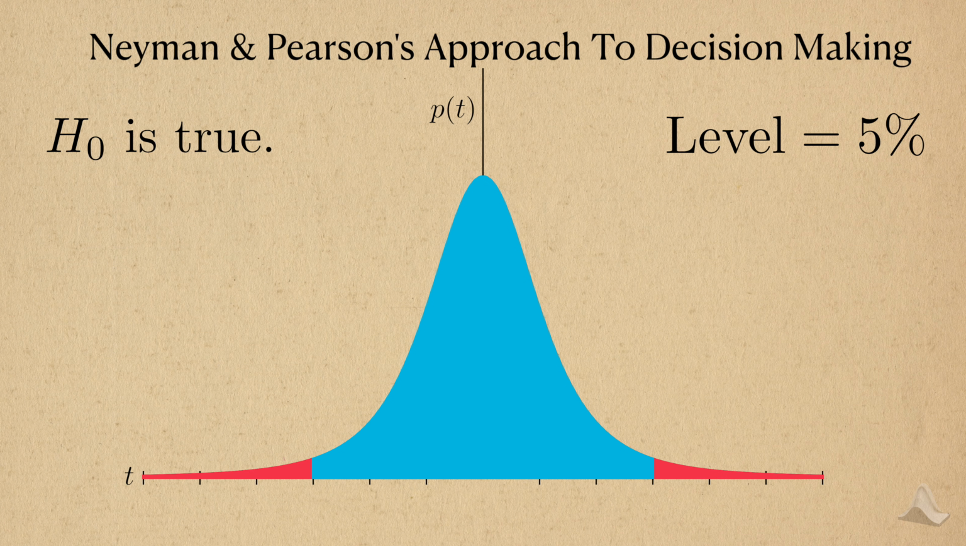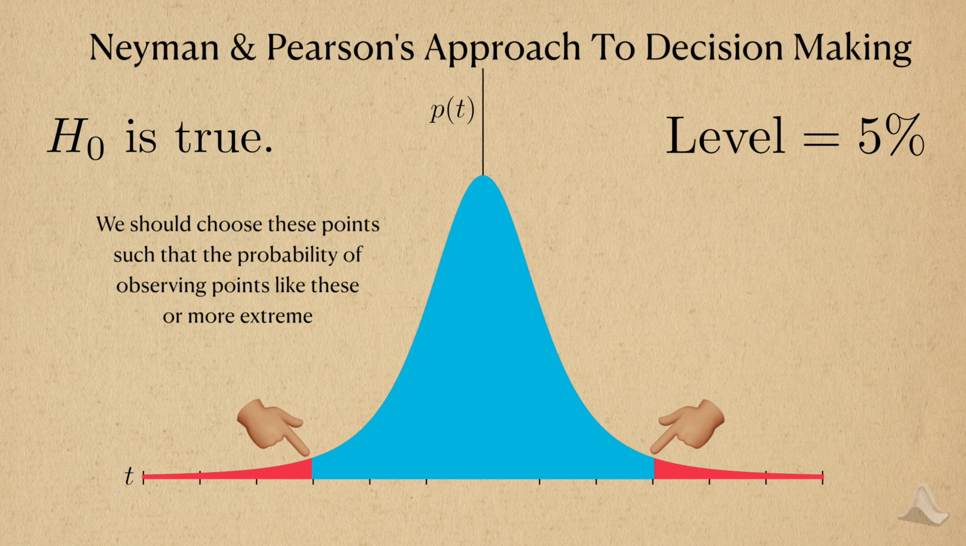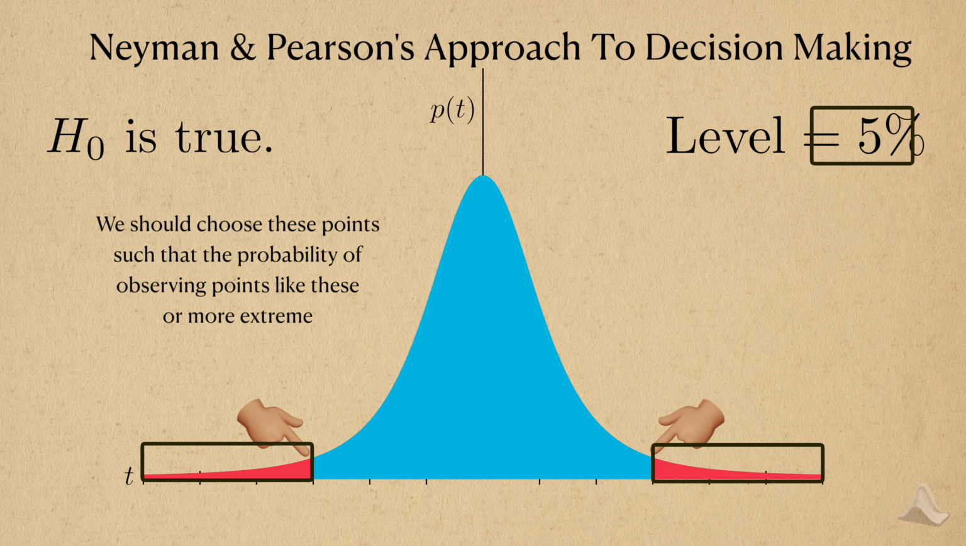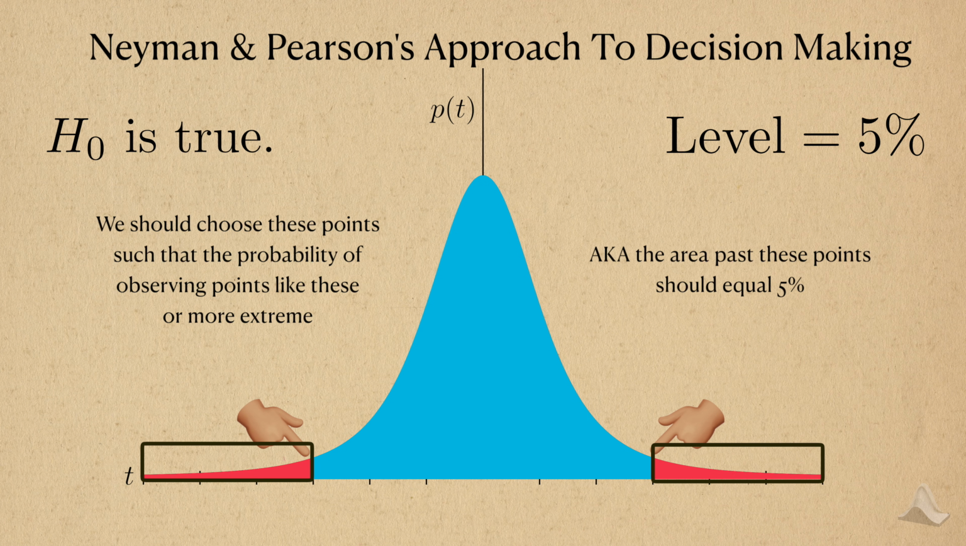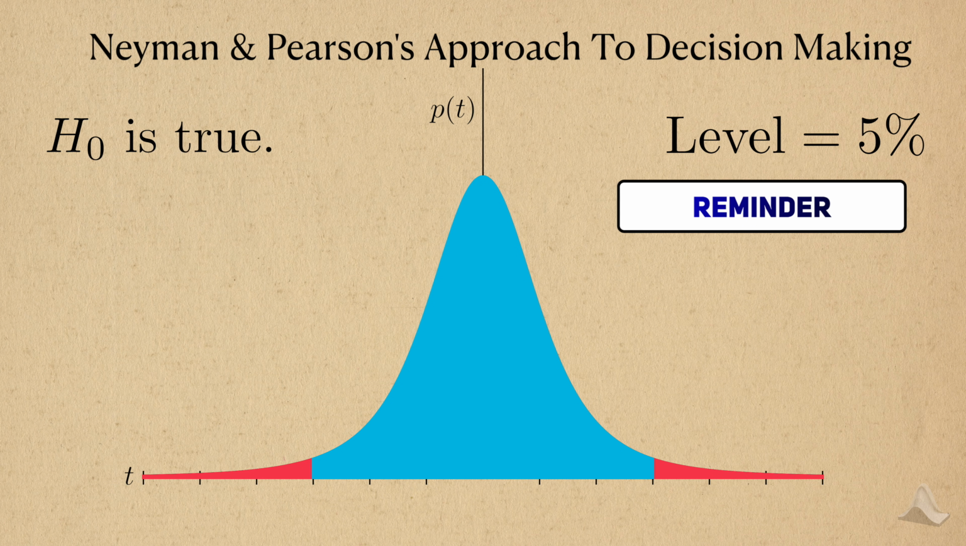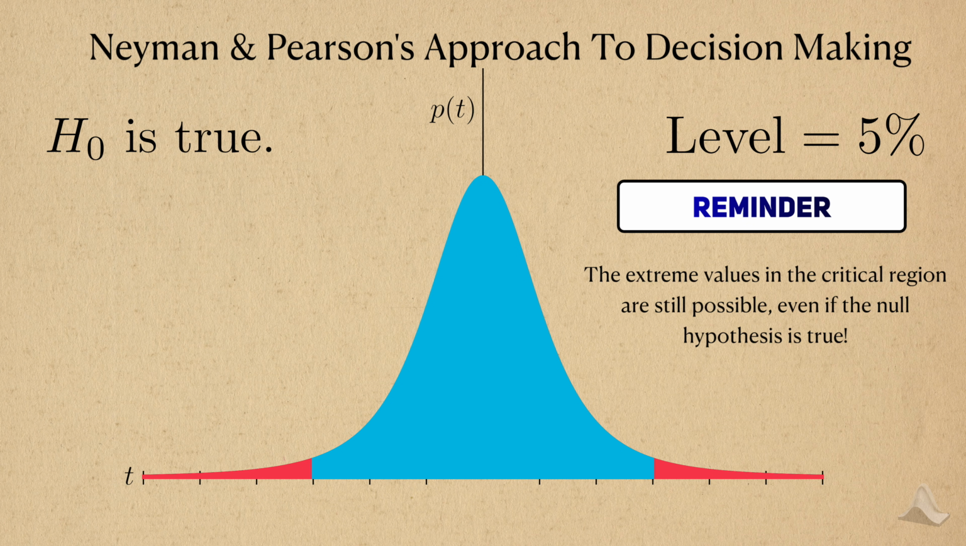To decide our critical values, we need to choose two values such that the probability of observing these values, or something more extreme, is equal to 5%. In other words, the area past these critical values should be 5%. Why is this? As I've mentioned before, it's still possible to observe extreme differences between two groups, even when there's no true difference between them.